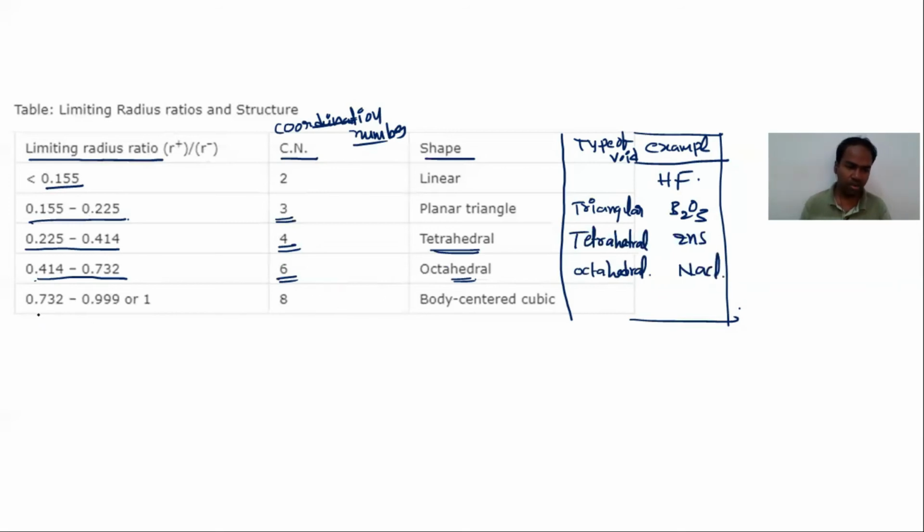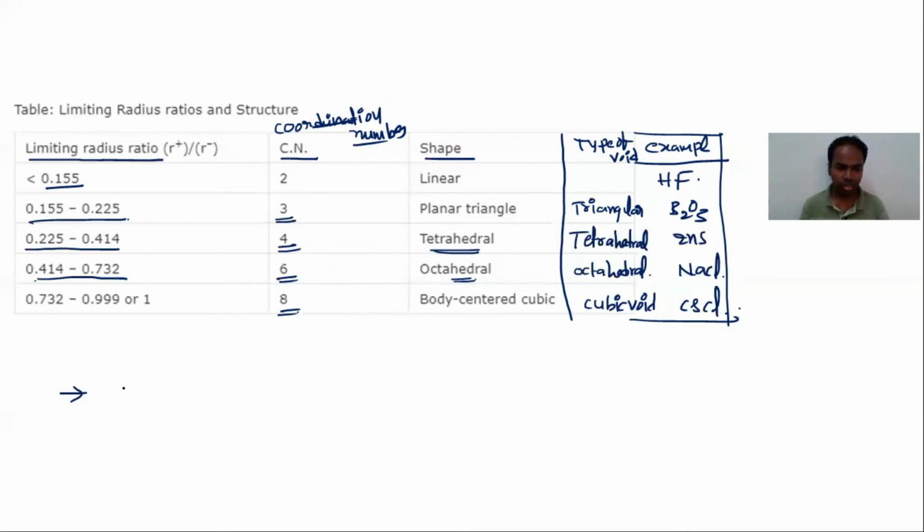So from 0.73 to 1, the coordination number is 8. So the shape is body centered cubic, and the type of void is a cubic void. So this is cubic void. Best example, cesium chloride.